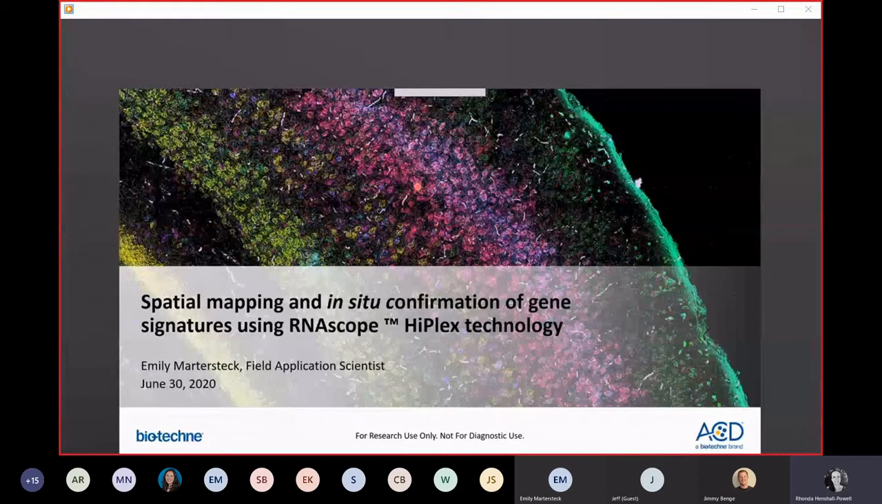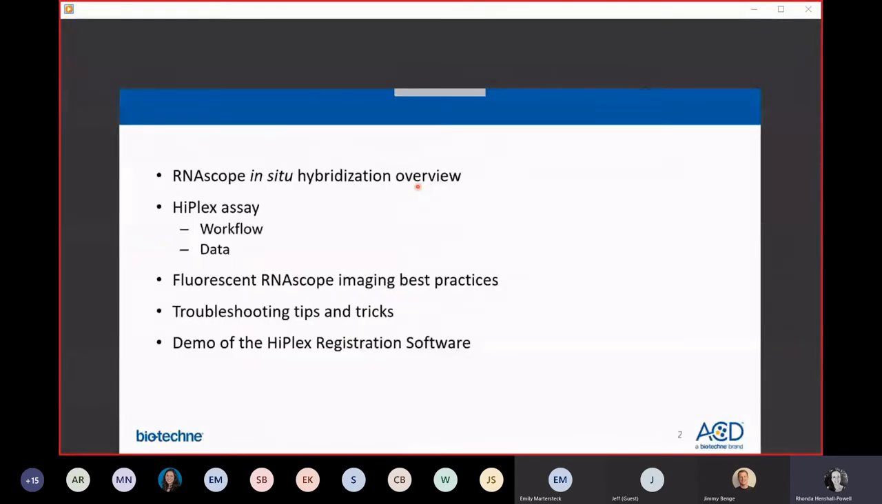So, outline of today's talk, I'll start with an overview of RNAscope's technology, and then we'll take a deep dive into the HiPlex assay specifically, including components of the HiPlex kit, protocol, etc. And to look at 12 RNA targets at once, the HiPlex assay requires image registration. So at the end, I'll go through a brief demo of how to use the HiPlex image registration software, which comes with the purchase of the HiPlex kit. And we'll also discuss imaging best practices for fluorescent RNAscope.